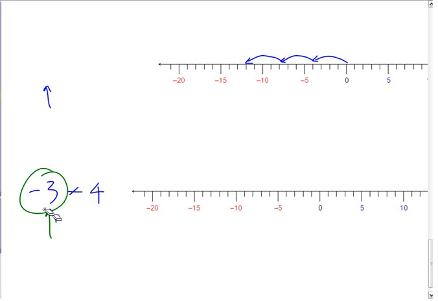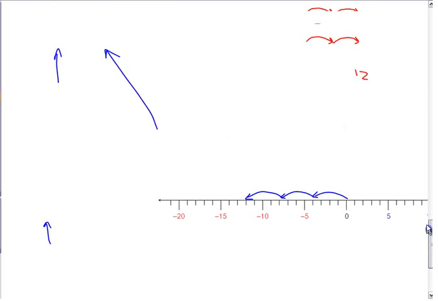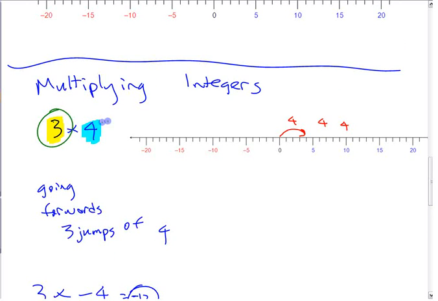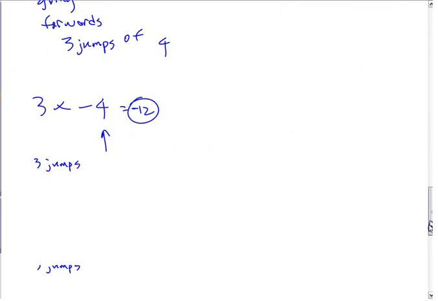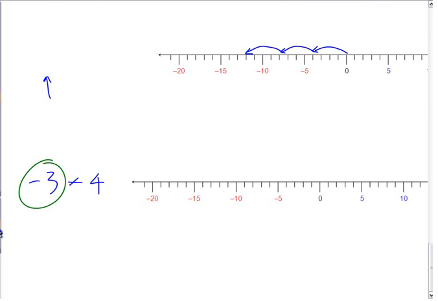If a positive number first meant going forwards 3 jumps of 4, what does this mean? It doesn't mean going forwards 4. This is like going backwards 3 jumps of 4. Okay? Going backwards 3 jumps of 4. If I went backwards 3 jumps of 4, I get to negative 12, don't I?